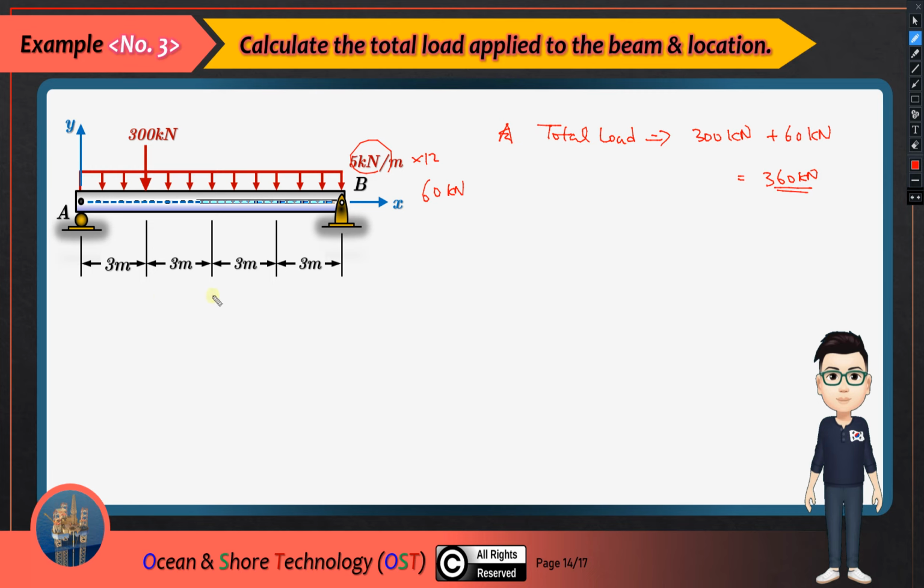At the same time, we can think about splitting it into two to use the superposition method. The first one is the 300 kilonewton case, and the other one is the distributed load case, which is 60 kilonewton. This is at the centroid here, and this one's location is 3 meter, this is 6 meter. So in this case, we can calculate with all the methods. The superposition method has been highlighted here.